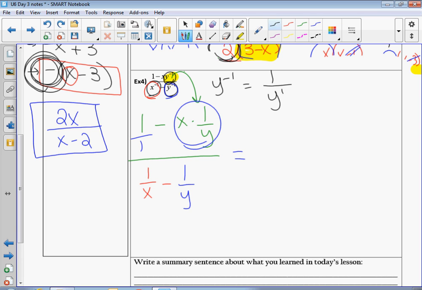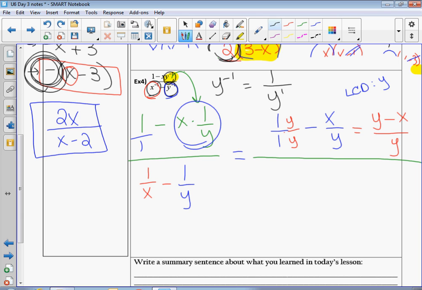I can treat 1 as 1 over 1. I want to subtract these fractions, so I need to find the least common denominator, which is 1 times y, or just y. So the first fraction is missing that y. I need to multiply both top and bottom by y. Let me just finish the numerator. Our common denominator is y. If I combine the numerators, I have y minus x. So my numerator is now one single fraction.